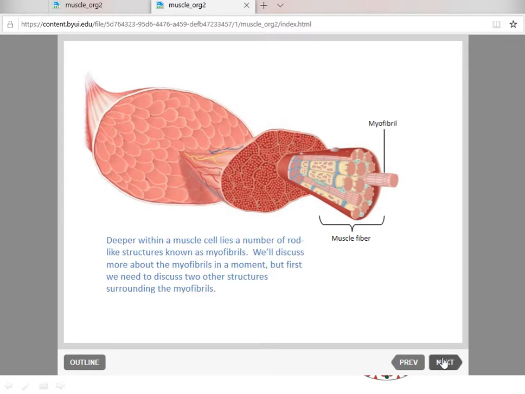Next one is the myofibril. Deeper within a muscle cell lies a number of rod-like structures known as myofibrils. See, these are the rod-like structures called myofibrils.